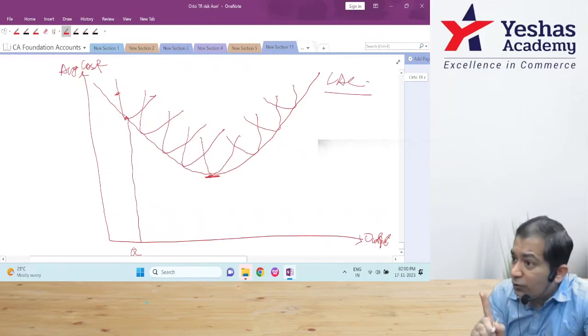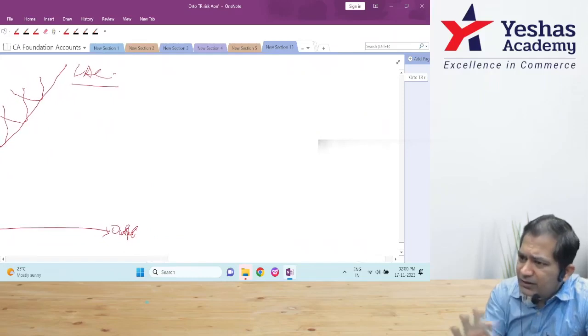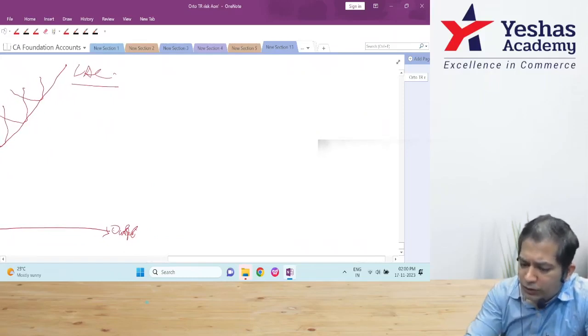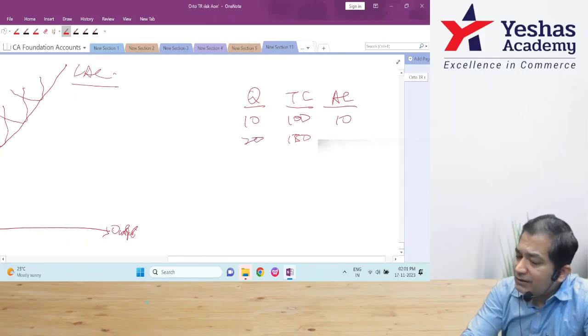I'm not saying your total cost will fall. Your average will fall. It is never possible that you increase your level of output and your total cost decreases. No. So what I meant here: this is the quantity, this is the total cost, and this is the average cost. I was producing 10 units at 100 rupees, the average was 10. I am producing 20 units at 180 rupees, the average is 9.